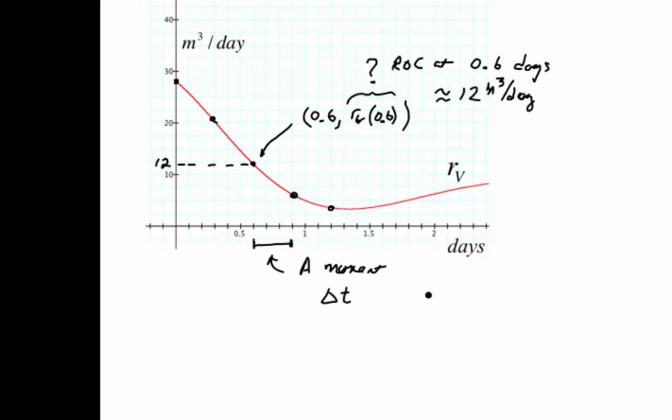So I have this delta t moment. It starts at 0.6. It ends at 0.9. What would a new rate of change function look like for that 0.3 days that had a constant rate of change of this value, R sub v of 0.6? Could you draw it in your notes? What would it look like if I drew a new rate of change function that was a constant rate for this whole moment of R sub v of 0.6? Can you draw it in your notes? Go.